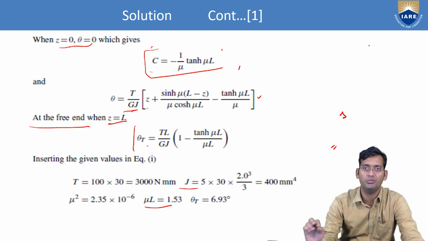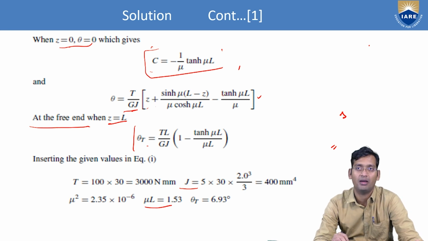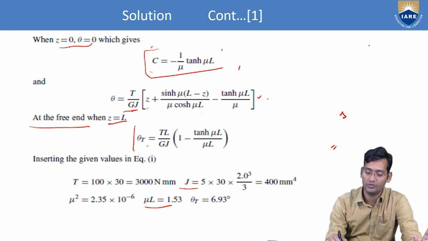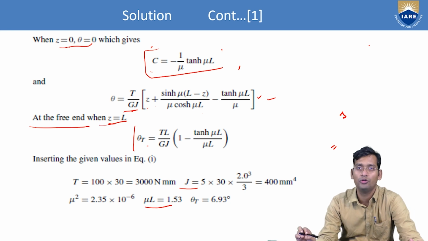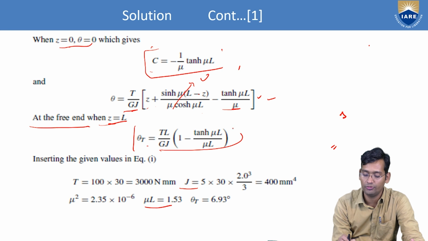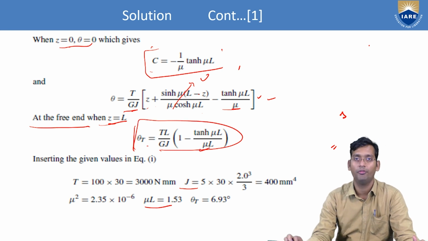Now substitute the value of c. So theta will be equal to t by GJ into z plus sinh mu (L minus z) by mu cosh mu L minus tanh mu L by mu, right? So this is the value of theta at the free end. So this theta is for the free end. At the free end, when z equals L, put z equals L here. So this term will be 0. After that, t by GJ, L minus this term will be there. Take L common. After that, you will get theta t equal to this one. Now from here, you can find the value of mu.